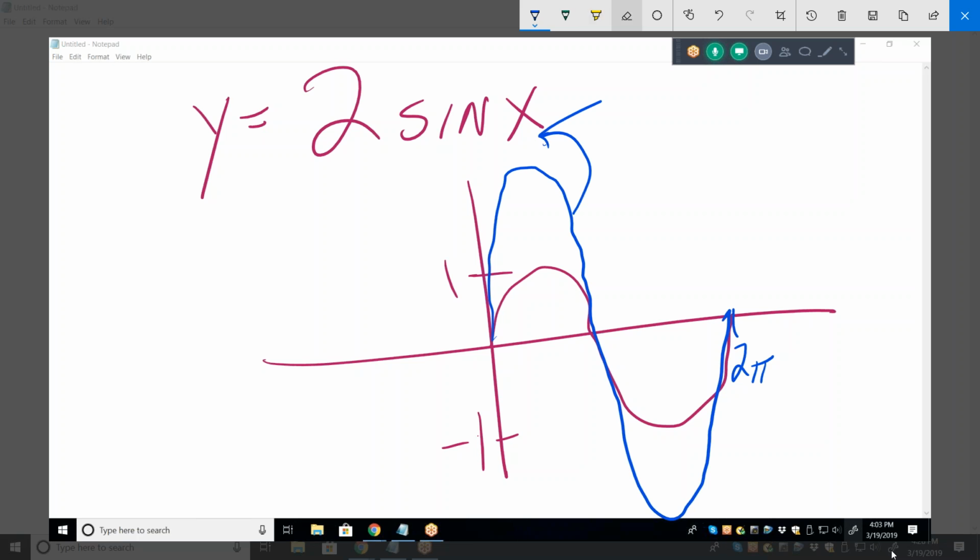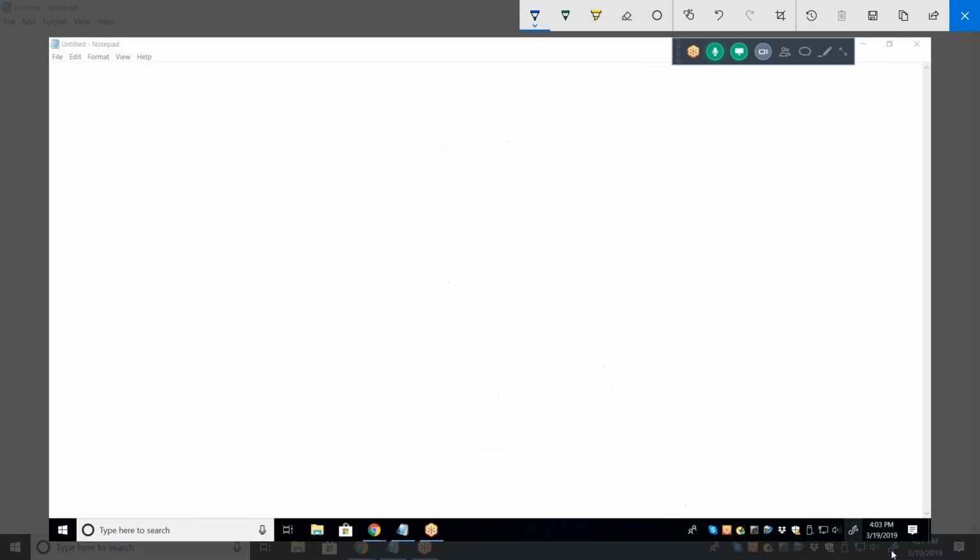Now, let's take another one. Let's take these one at a time. So that was a vertical stretch. Now let's take this. Notice the 2, instead of being out front of the sine, it's in front of the x. Since it's inside the function, it's horizontal. And it's a horizontal shrink.